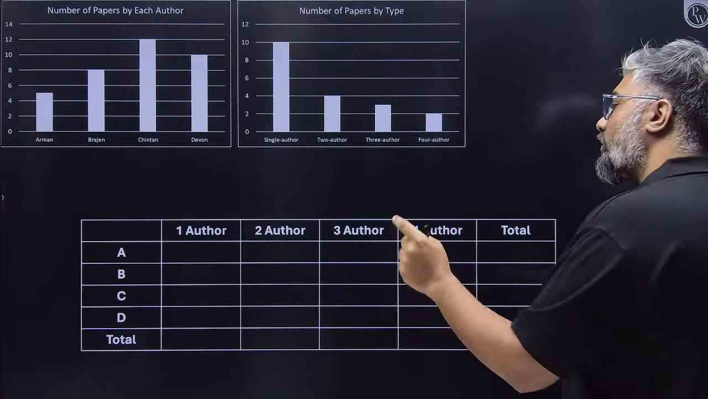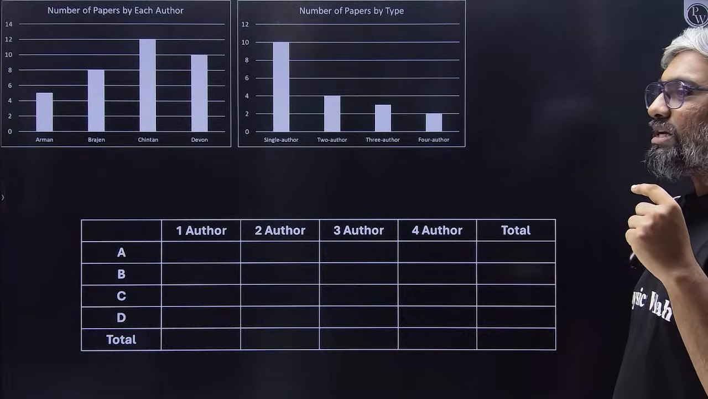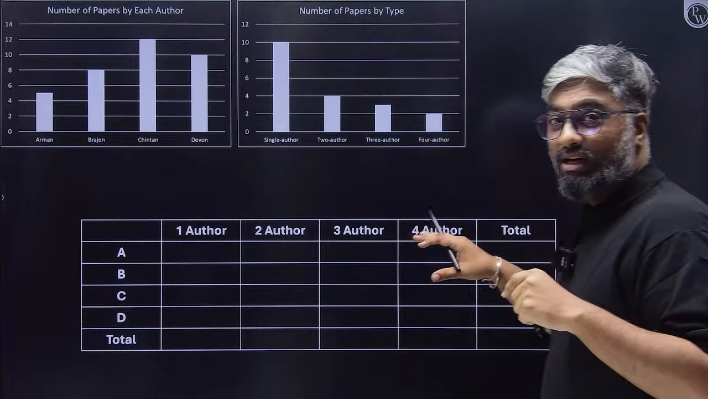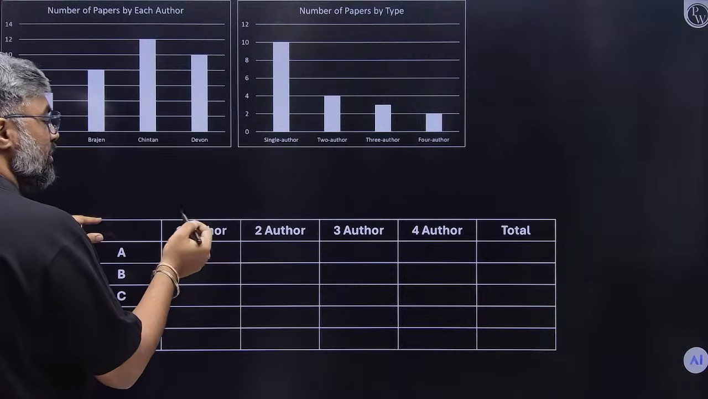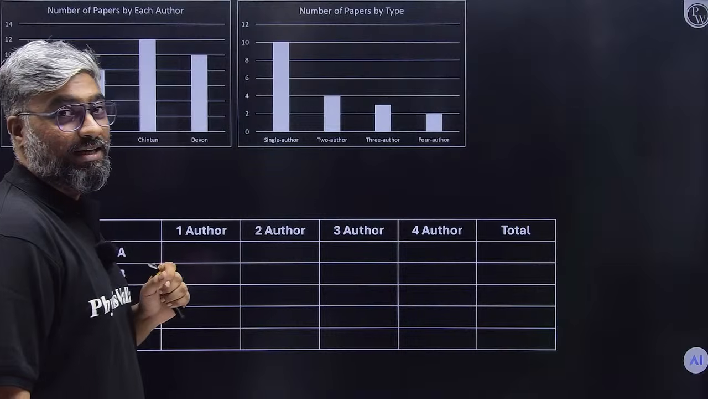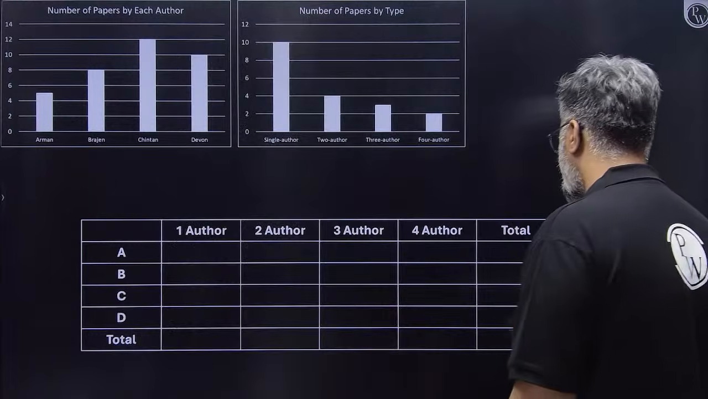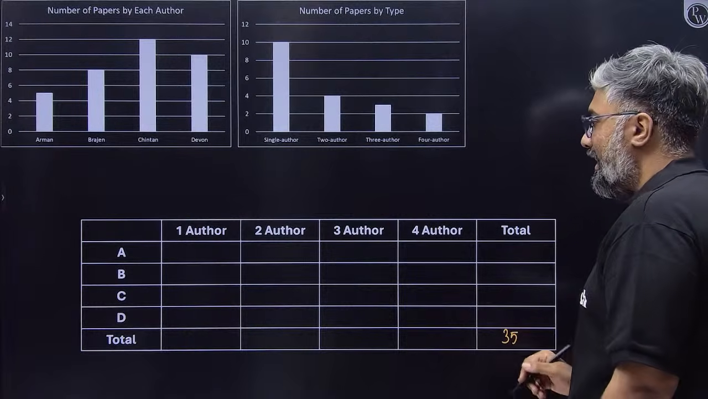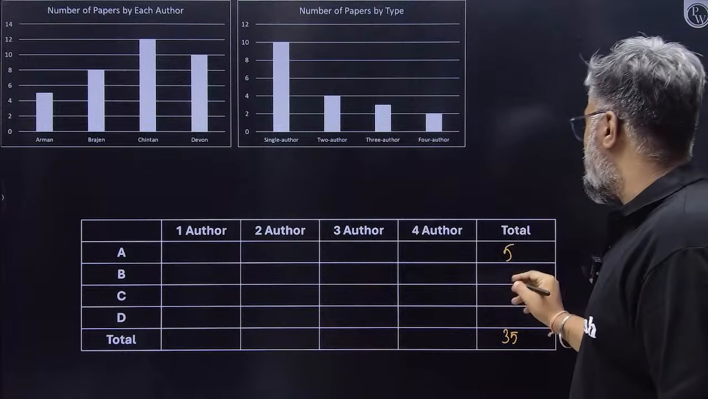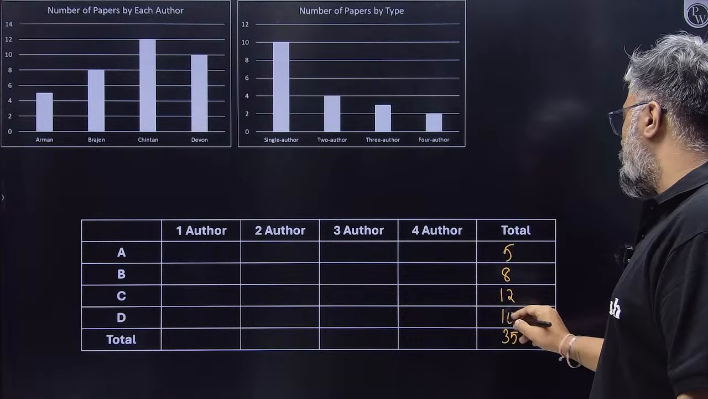However, what am I going to put here? Am I going to put the number of papers or the number of contributions? You tell me. What can I judge here? A has contributed to how many one author papers, two author papers, three author papers, four author papers, correct? So putting contributions here would make better sense. Yes. So the total number of contributions is 35. A has contributed to 5. B has contributed to 8. C has contributed to 12. And D has contributed to 10.